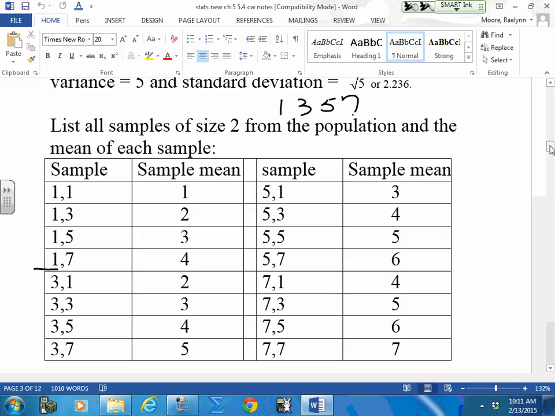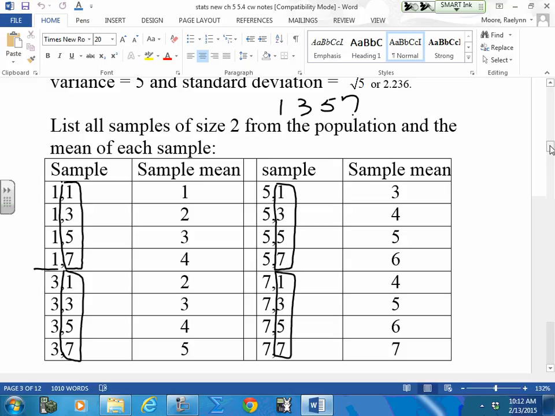So I pick up a 3. I have to put it back in. I get a 3, 1. I want you to see the pattern. 3, 1, 3, 3, 3, 5, 3, 7. Do you see this repeating all the way down with each first number? Right? And then I'm going to do the 5, 5, 1, 5, 3, 5, 5, 5, 7. All the 5s. All the 7s.